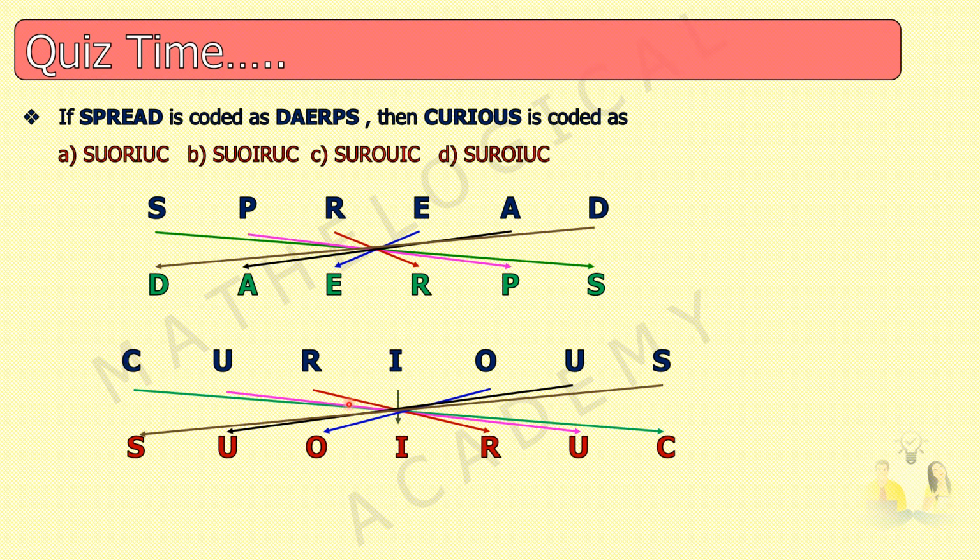First letter is going to the last place, second letter is going to the second last place, third letter is going to the third last place. The central letter will remain there. This letter is going here, U is going to the second place, S is going to the first place, and we get our code. Answer should be SUOIRUC.